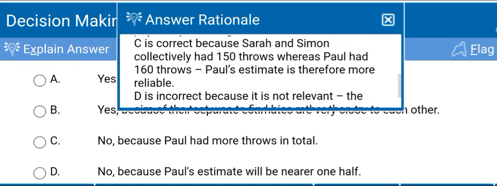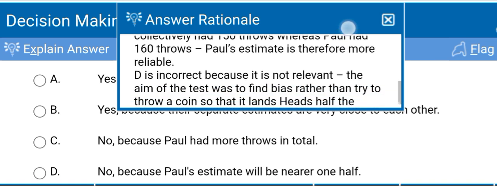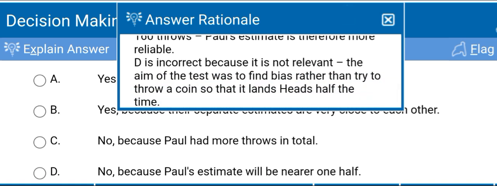C is correct because Sarah and Simon collectively had 150 throws, whereas Paul had 160 throws. Paul's estimate is therefore more reliable. D is incorrect because it is not relevant. The aim of the test was to find bias rather than try to throw a coin so that it lands heads half the time. So here we have option C.